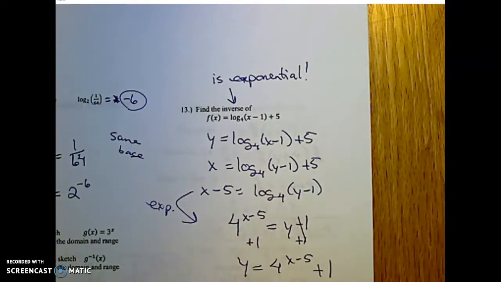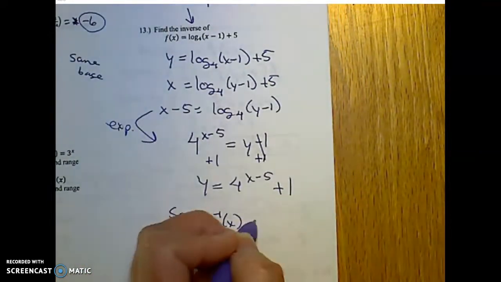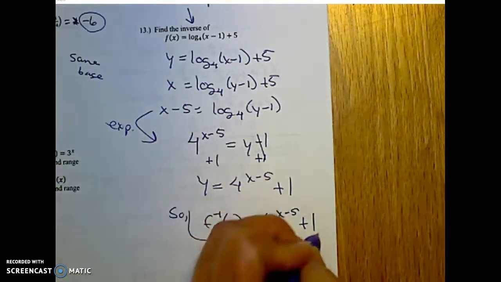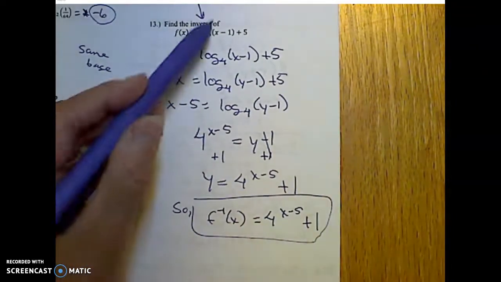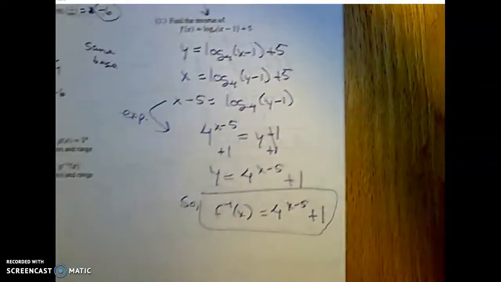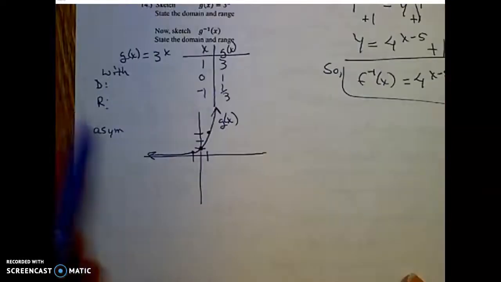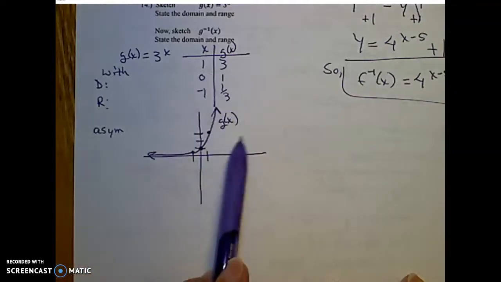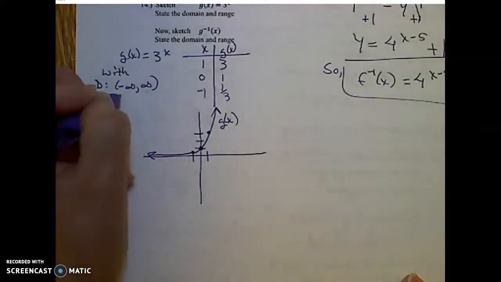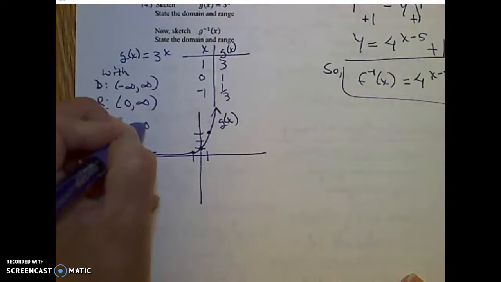So f inverse of x, the inverse of that function, is 4 to the x minus 5 plus 1, which confirms the inverse of a logarithm is always exponential. This last case should confirm that also. Start to graph g of x equals 3 to the x. And remember my key points on my exponential, and I sketch it with a domain of negative infinity to infinity, a range of 0 to infinity, and an asymptote of y equals 0.